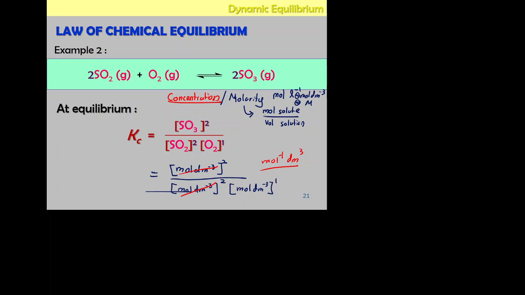Or if you feel it's confusing, remember that molarity can also be denoted as M. So it's easier to write M squared over M squared and M to the power of 1. Just cancel it out. So the unit will be M negative 1. That is the unit. Okay. For equilibrium constant, it doesn't mean every equilibrium constant has the unit M negative 1. It's completely based on the equation.